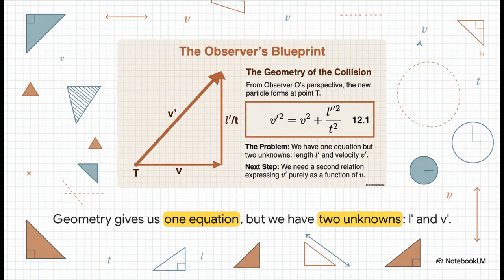Well, we can pull out some simple geometry to get us started. For observer O prime, those velocities form a perfect right-angled triangle. So using the Pythagorean theorem, we can write down this nice little equation for v prime squared. But hang on, look closer. We've got a problem. We have one equation, but two things we don't know, L prime and v prime. In math, that's a classic dead end. We're stuck, unless we can find another equation.